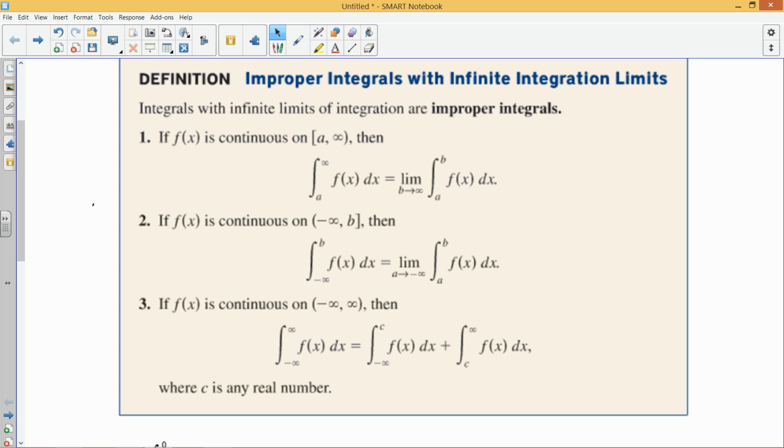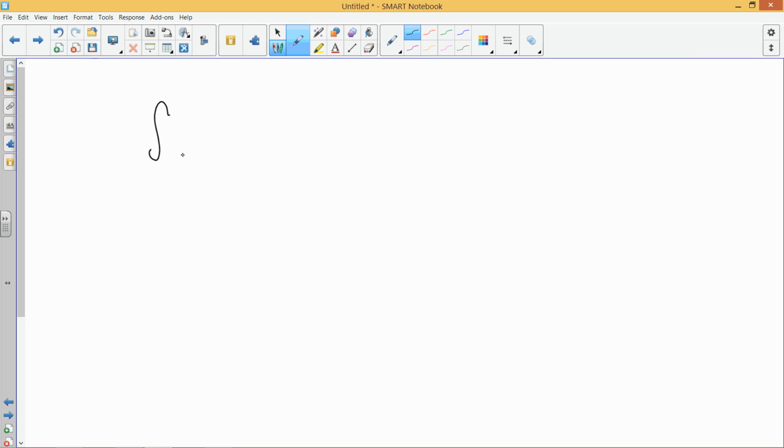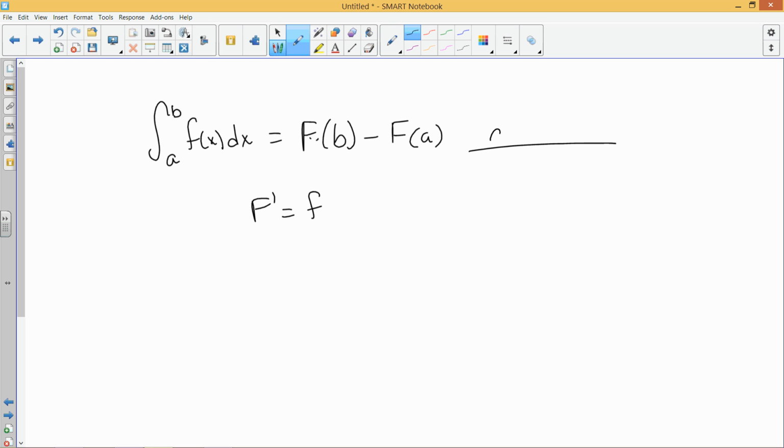Now, why is this improper? Well, the reason is when you think about the fundamental theorem of calculus, the theorem that said basically if you want to integrate the integral from a to b of f of x dx, you do F of b minus F of a, where F prime equals f. In other words, you take the antiderivative, plug in the bounds, and subtract. However, this is only defined where a and b are constants.